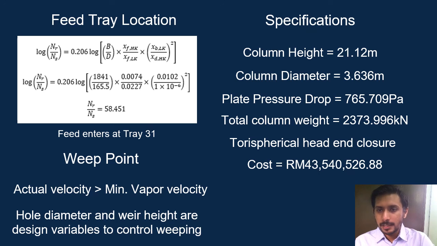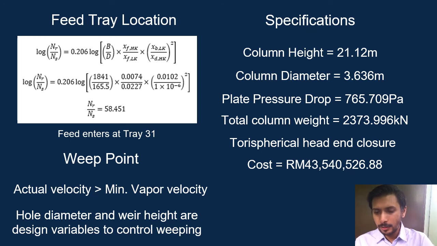Aside from this, some other specifications that I would like to highlight over here are that the column height is about 21 meters, with a column diameter of 3.6 meters. The plate pressure drop is calculated to be about 760 pascals for each plate, and the total column weight is computed to be about 2,300 kilonewtons. For the enclosure, a torispherical head enclosure is selected because we are operating under 10 bars.